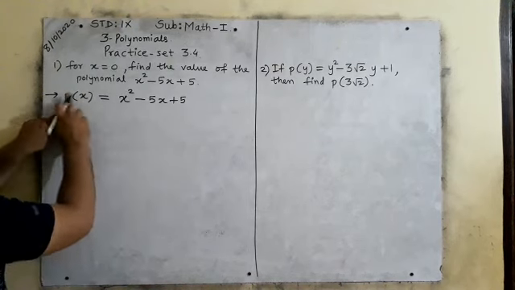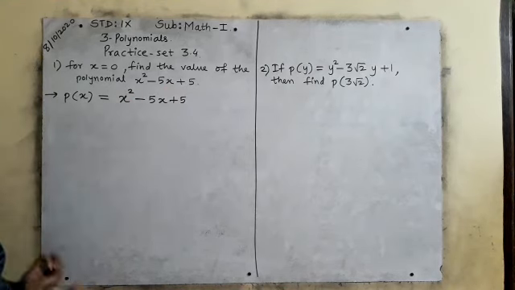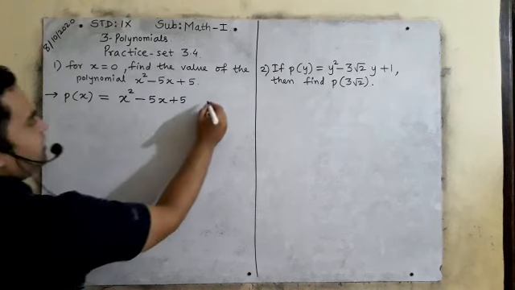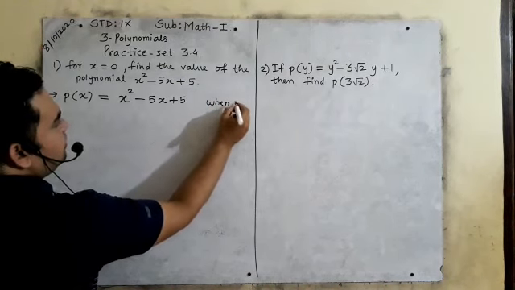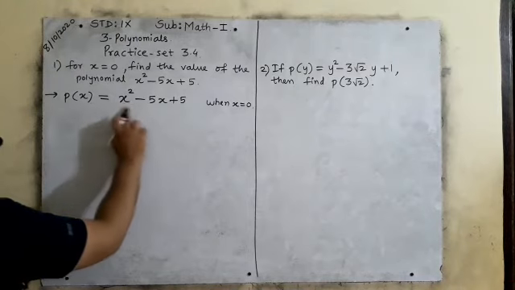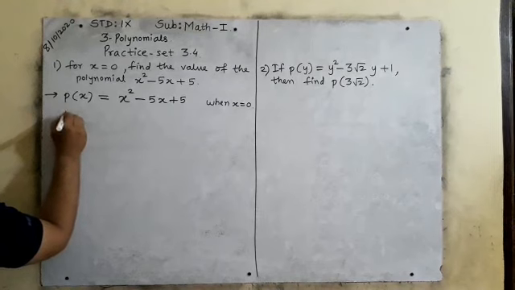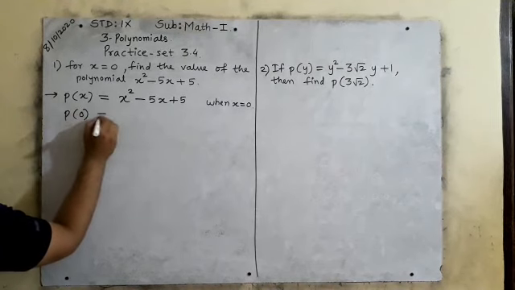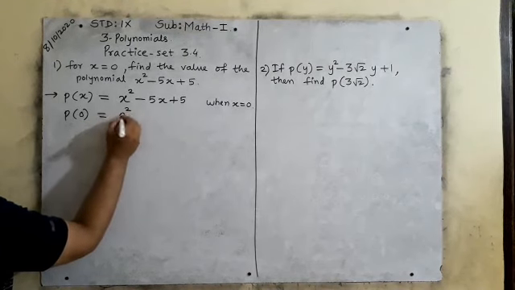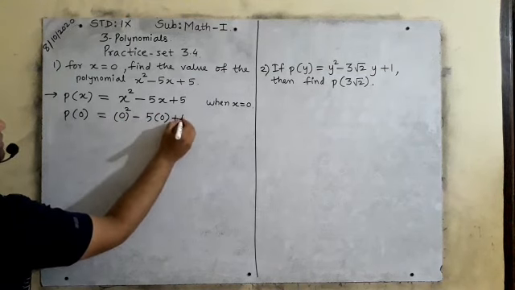So you will use here polynomial of x is equal to whatever polynomial you will copy. Clear? Now there is a condition: when x is equal to 0. It means wherever x is there in the polynomial, you will use 0 there. See, polynomial x value is 0. It means here 0 square, right? Minus 5 into 0 plus 5.